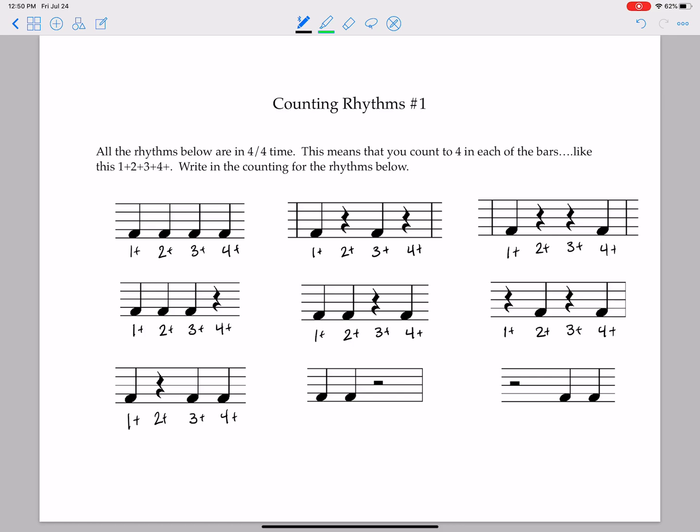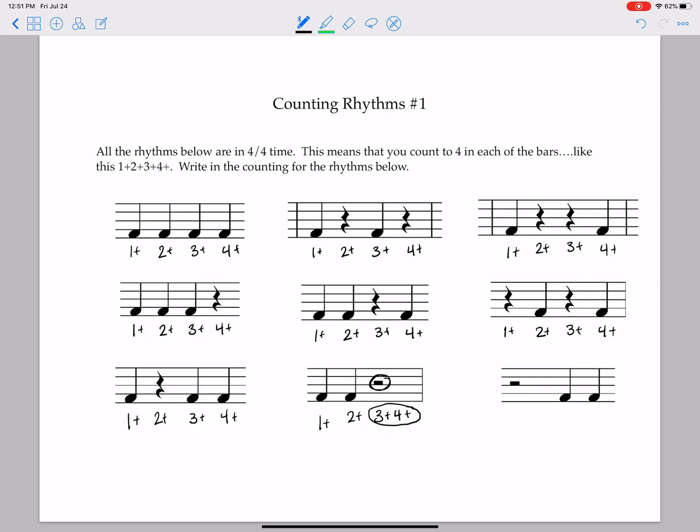This is our first half rest, and half rests get 2 beats. So for our first quarter note here, we get 1 and, our second quarter note, 2 and, now we're on our half rest here, it gets 2 beats. So we put 3 and 4 and together there. These two right here make up 2 beats.